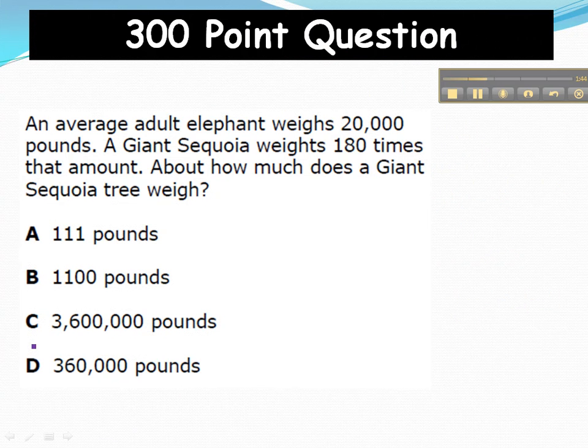Okay, problem 12 on your review packet. An average adult elephant weighs 20,000 pounds. A giant sequoia weighs 180 times that amount. About how much does a giant sequoia tree weigh? So we have the weight of the elephant, 20,000 times 180.